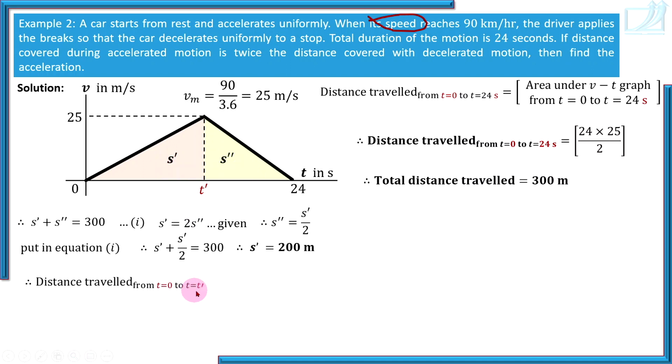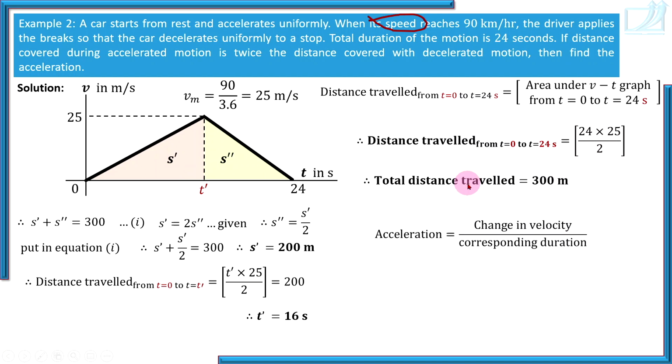Now distance travelled is equal to the area under the VT diagram, but now we have selected the distance travelled from 0 to t dash. From 0 to t dash, the distance covered is S dash, and that is t dash into 25 by 2, base into height by 2, and we have found out it as 200 already. So that gives you the value of t dash. So t dash is 16 seconds. In these calculations, what information have we used? Have you realized? Area under the VT diagram is displacement, or area under the speed time diagram is distance travelled.